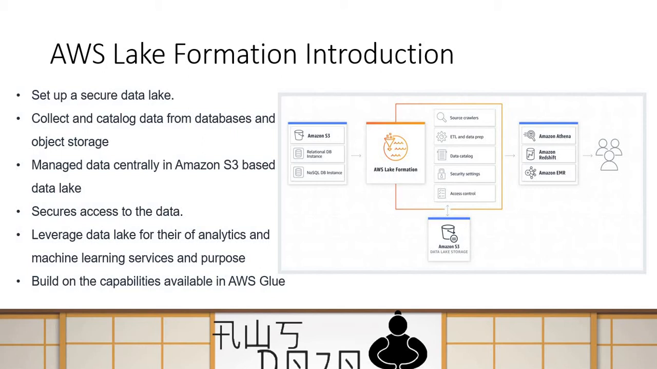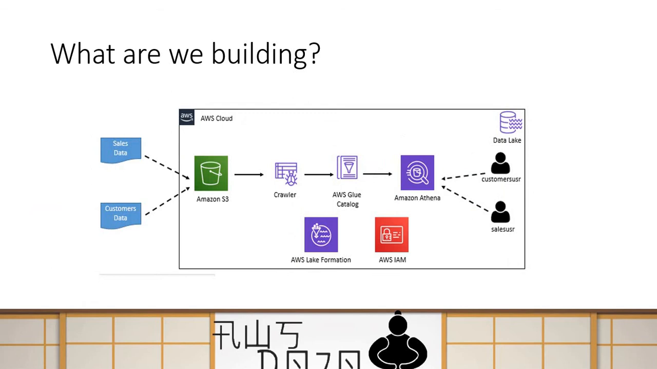And today we are going to create a kind of mini data catalog, a data lake, and in that process you will learn what needs to be configured to make it work. So let's see what we are going to build today. We are going to build a small data lake, and the data will be stored in an S3 bucket. We are going to keep only two sets of data here, just to keep it simple: sales data and customers data.